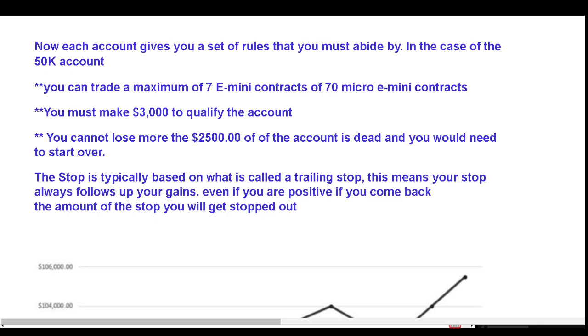Just to show you an example with the 50K account, if say you open up a 50K account, you could trade a maximum of 7 E-mini contracts or 70 micro E-mini contracts. That's the thing. You must make $3,000 to qualify, and you cannot lose more than $2,500 of the account, or the account is dead, and you would need to start over. And that's basically it. If you get stopped out, you lose too much money, the account gets shut off, and you just go through the process of opening up another one, put another coupon on, and whatever. And that's pretty much it.